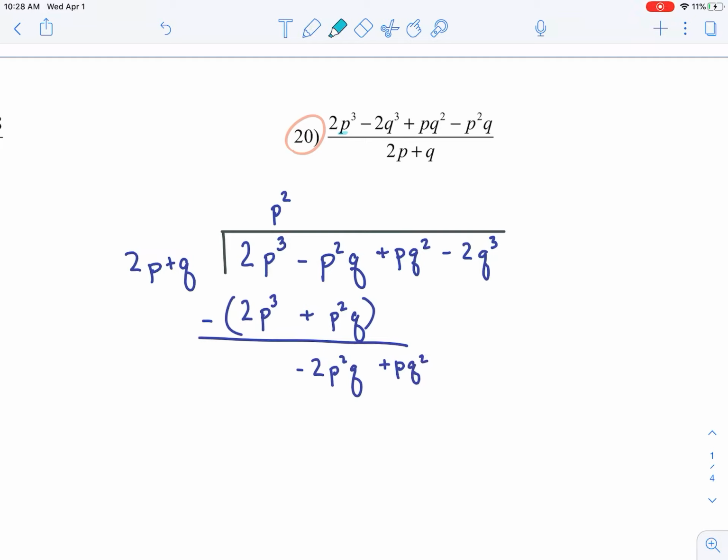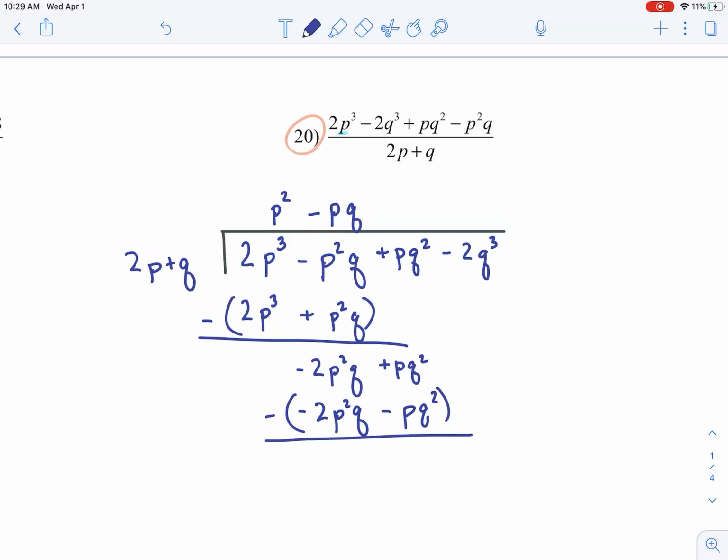What do I need to multiply 2p by to give me negative 2p squared q? I would have to multiply by negative p q. My first term, negative 2p squared q. It's the same, that's what I wanted. And then I just got to be careful. Minus pq squared.